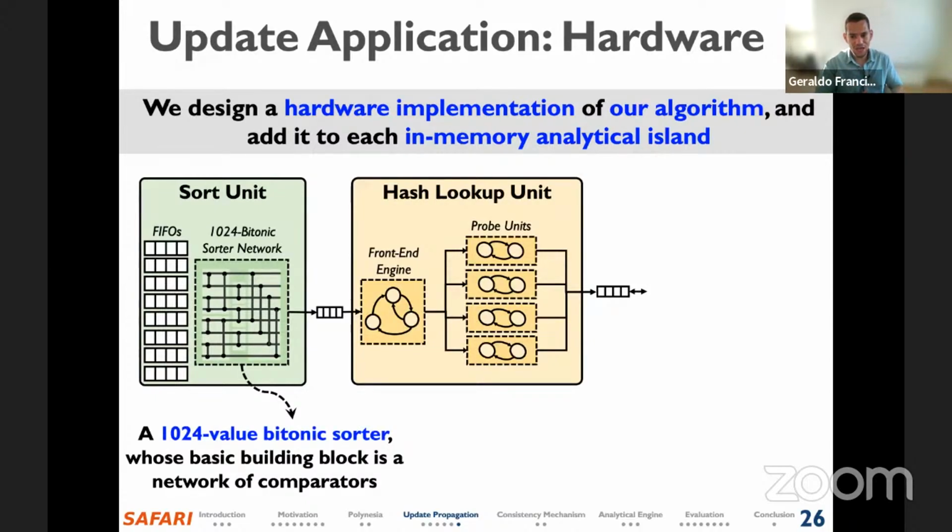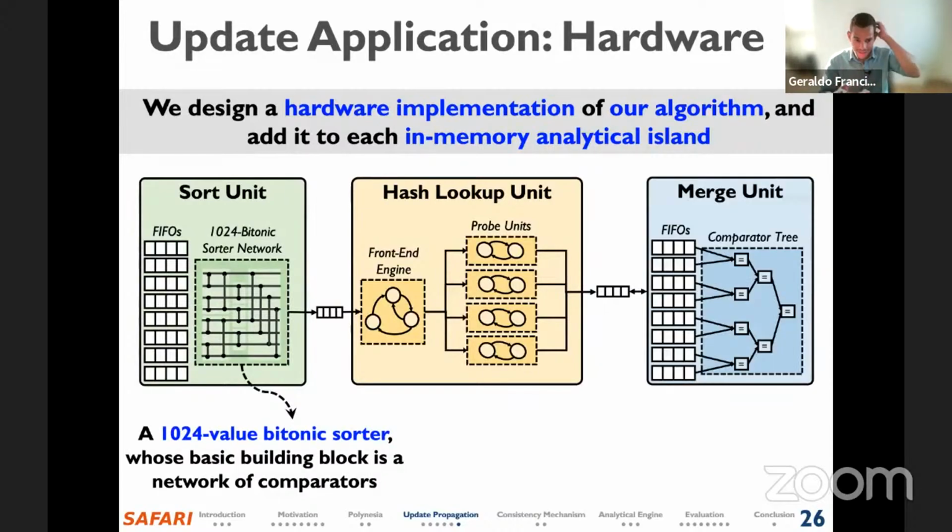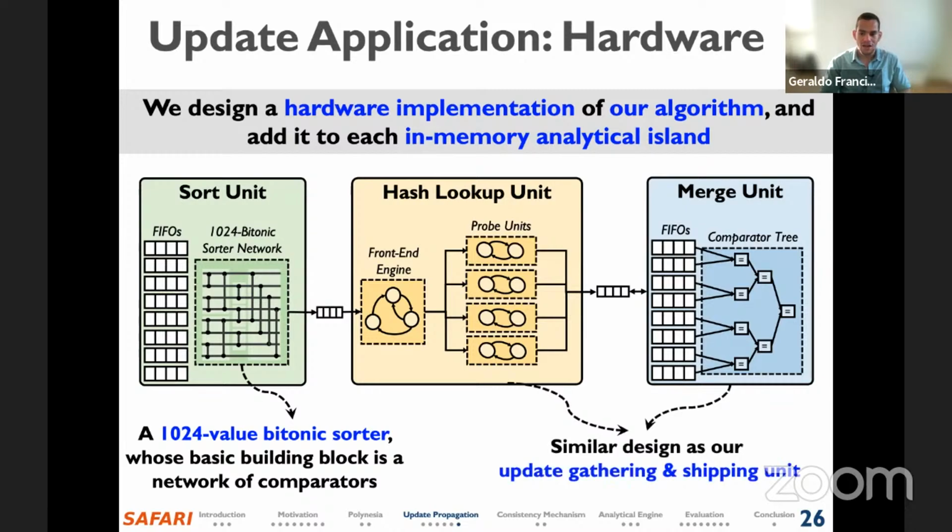Second, we use a hash lookup unit to parallelize the column compression. This hash unit has a similar design to the hash lookup unit in our update gathering shipping unit. And finally, we have a merge unit to merge the old values in the old dictionary with the new update values in the new dictionary. Our merge unit also has a similar design to the one in our update gathering shipping unit.